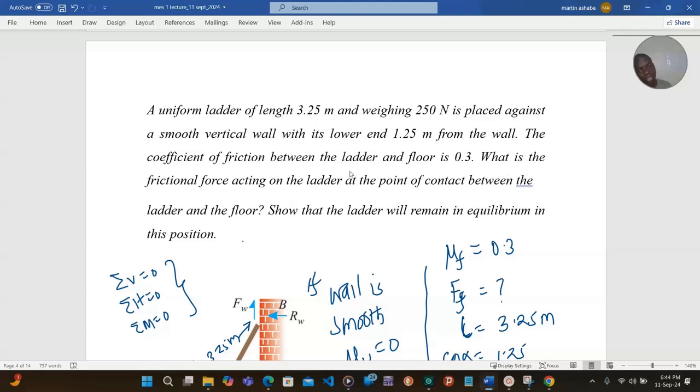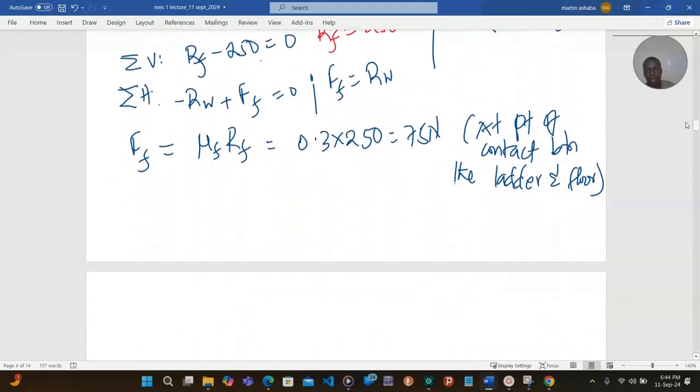So what is the frictional force acting on the ladder at the point of contact between the ladder and the floor? That is the one we have just obtained from considering horizontal forces, the sum of them being equal to 0. Now let's take moments.